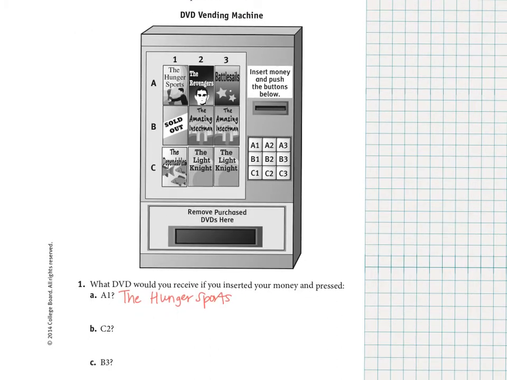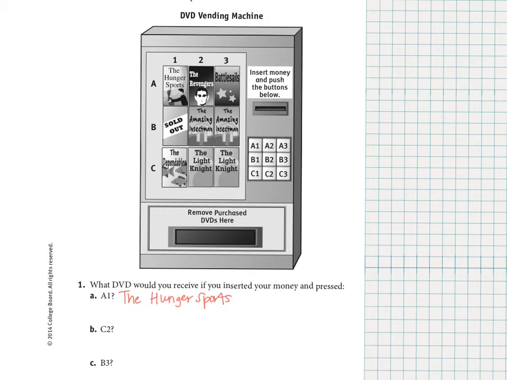Let's keep looking at the questions below. So now it says, what if I pressed button C2? Which movie would I end up getting? Perfect. You would see it's The Light Night, and you can see it's in this spot here, whereas our other one, The Hunger Sports, was in the upper left-hand corner. We were reading these by looking at the letter of choice on the left and then seeing which number it goes with right above it. So that's how we were able to figure out that The Light Night is going to be the movie we get for C2. So let's go ahead and write The Light Night.